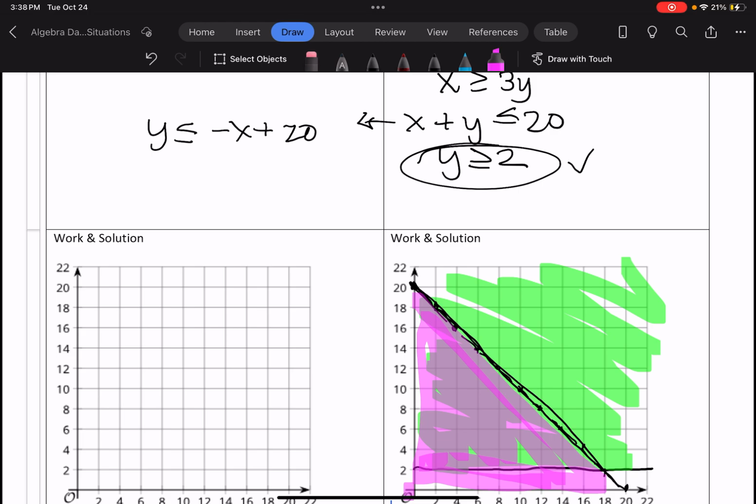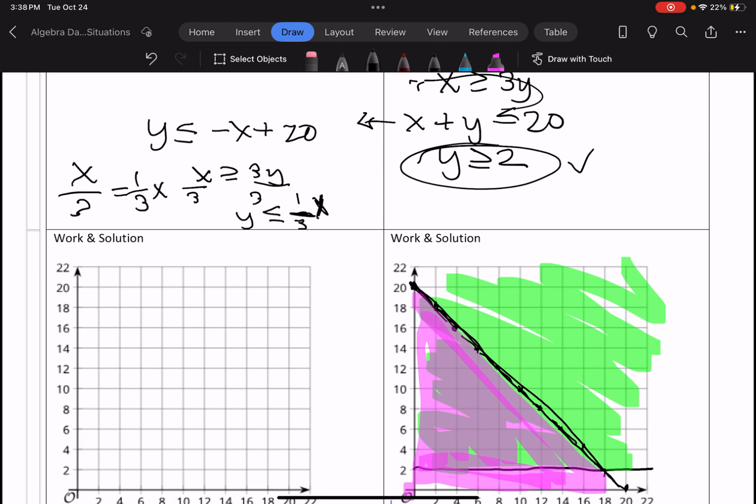Okay. And then our last equation, x is greater than or equal to 3y. I want to put this in slope-intercept form. So x is greater than or equal to 3y is the same as, divide both sides by 3. We get y is less than or equal to, not negative, 1/3 x. There's no negative there. Now remember, x over 3 is the same as 1/3 times x. All right, so that's where I got that slope of 1/3.